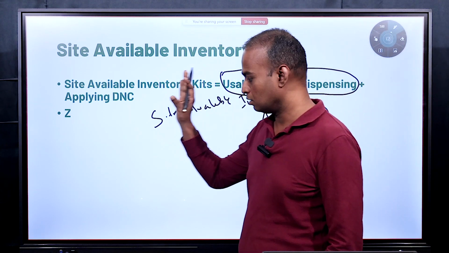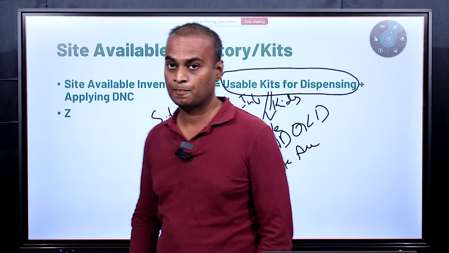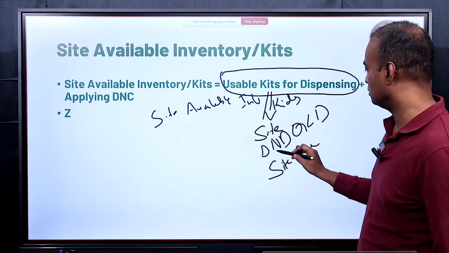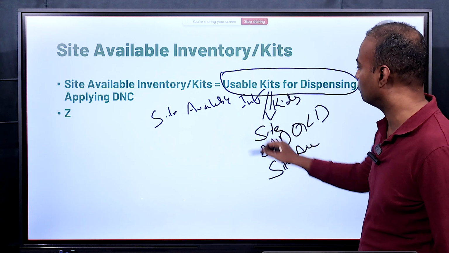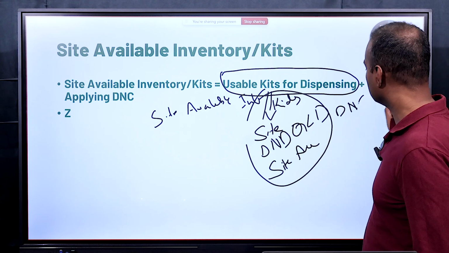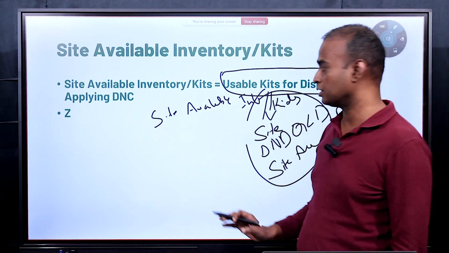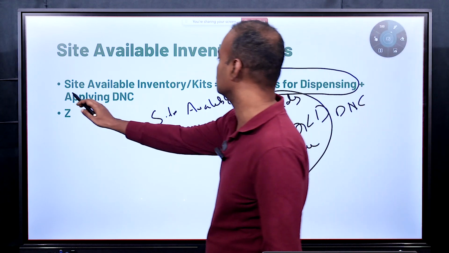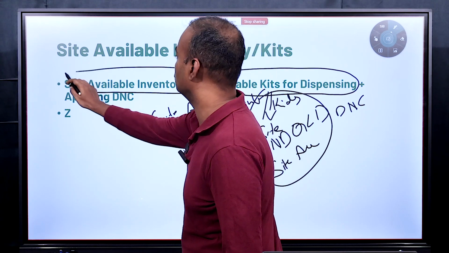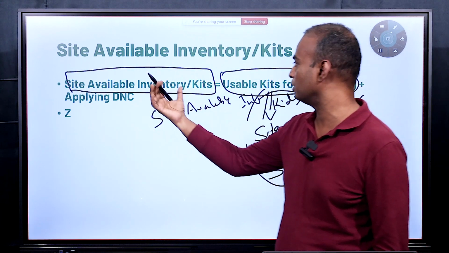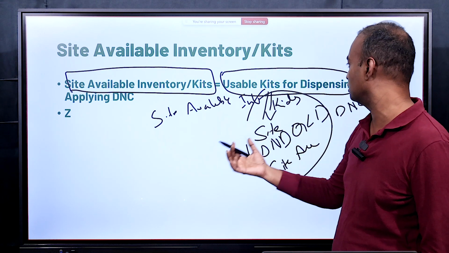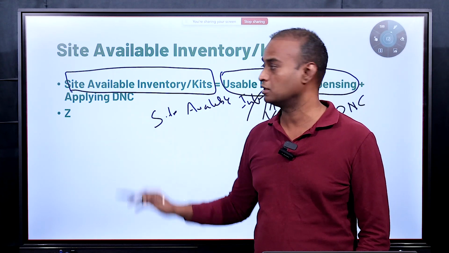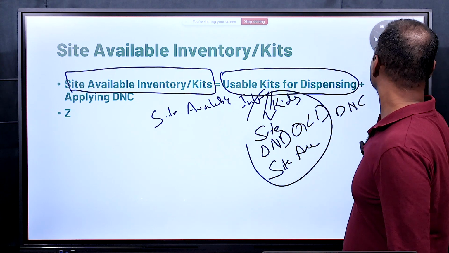This is for all the supplies except for automatic supplies. When it comes to automatic supplies, site available inventory is on top of it. See, you are applying D and D. On top of it, if you apply D and C, do not consider concept here, which we have discussed yesterday, then it becomes site available inventory or kits. So going forward, now I will be using the word site available inventory. You have to understand site available inventory or kits is usable kits for dispensing. On top of it, when you apply DNC, that is the meaning of site available inventory.